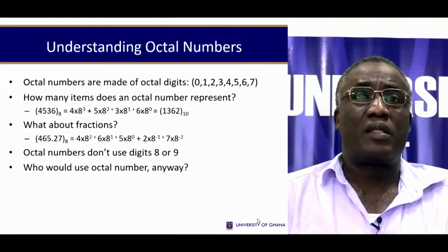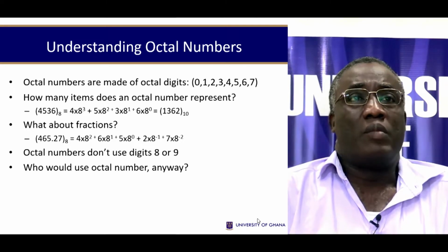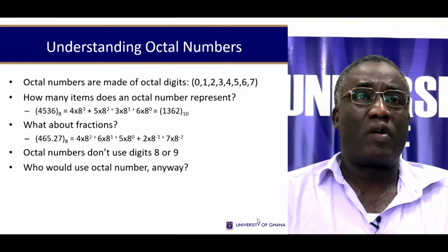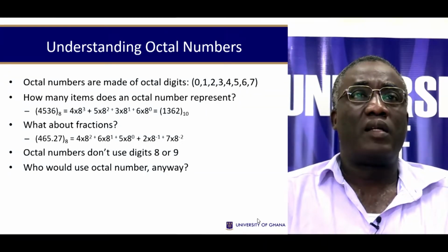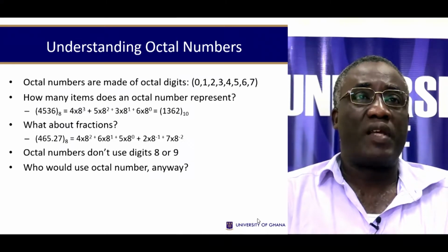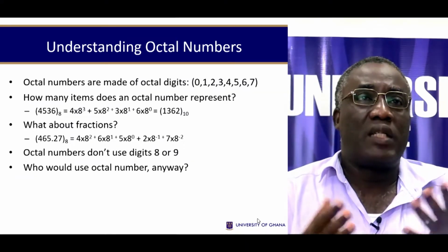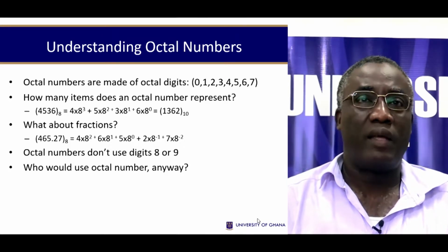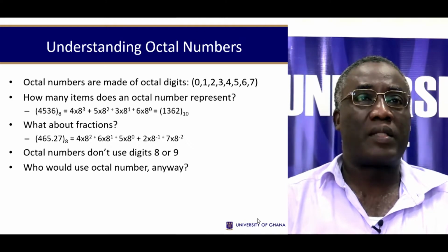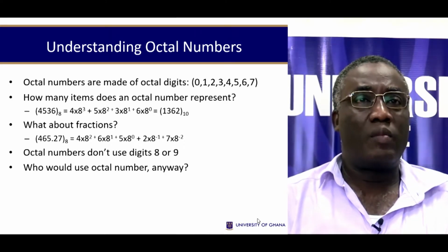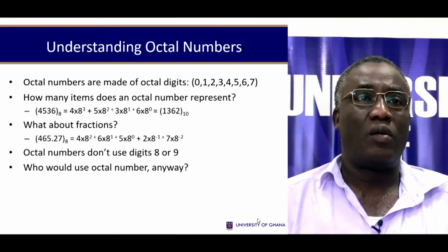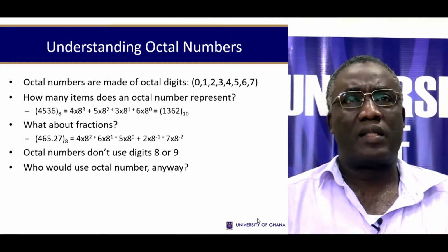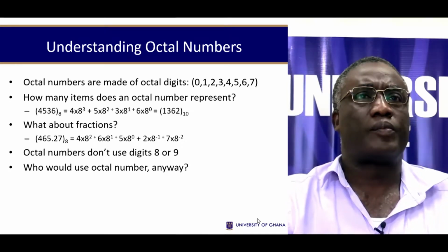So how many items does an octal number represent? Well, basically, it means that 8 is now your base, so 8 to the power of 0, 8 to the power of 1, 8 to the power of 2, 8 to the power of 3, and you multiply by the digit that is found in that position, the same way you do for the decimal system. So the octal numbers wouldn't use the digits 8 or 9. Now, who would use the octal number system anyway? Why would you want to use that? It's a question you should think about.